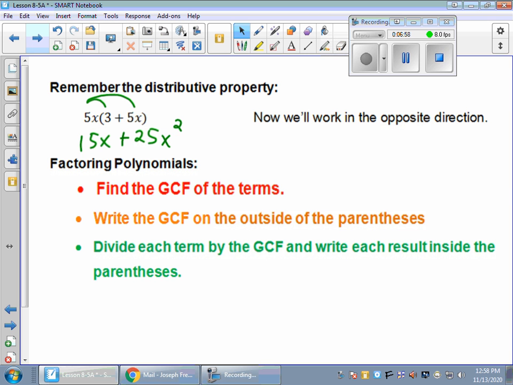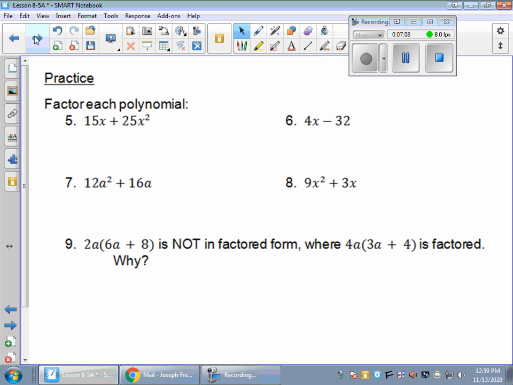So the first thing you're going to do is find the greatest common factor. You write it on the outside of the parentheses, and then you take out that, and whatever is left goes inside the parentheses. So let's walk you through a couple of these. The first one is the one that was on the previous page. This is how I would start that. So 15 I would break down to 3 times 5. Circle these. So 3 times 5 times x.